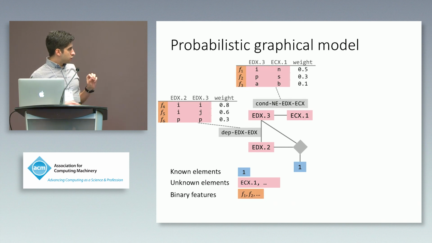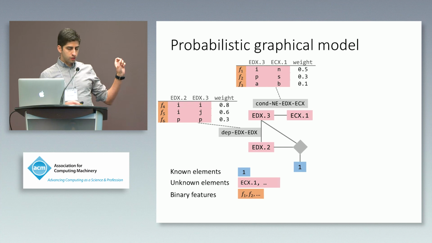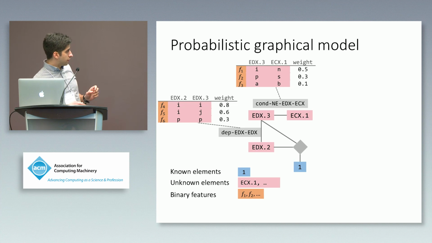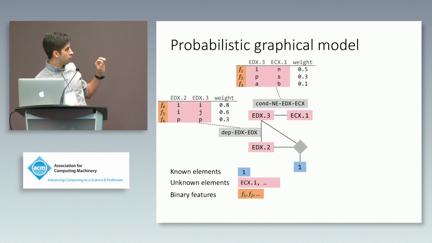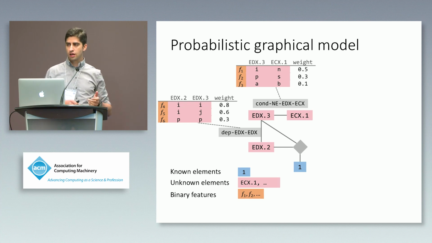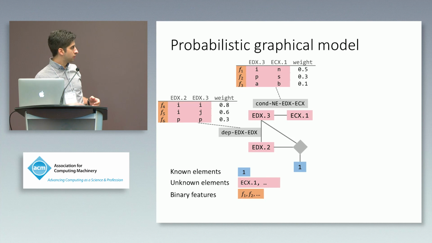So the next important thing is that each of these edges between the registers is associated with different feature functions. These feature functions define, for instance, that the edge between the top two registers, EDX3 and ECX1, defines that there's some condition not equal being executed on them. And then the different feature functions define concrete names that can be assigned to these registers. For instance, the feature function F1 says that we can assign I to EDX3 and N to ECX1. And then it also assigns a weight that intuitively defines how likely this naming assignment is.